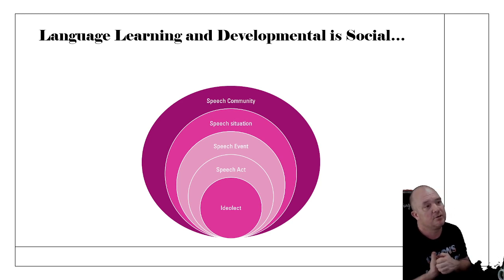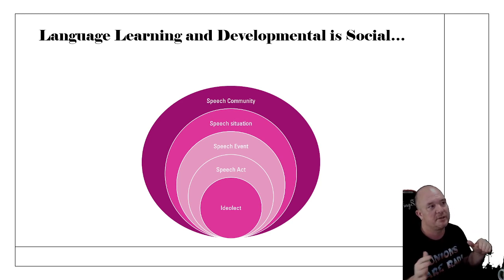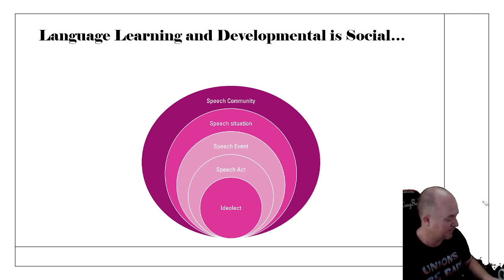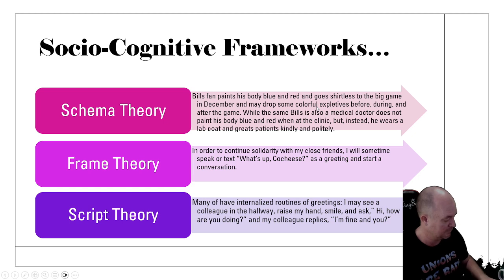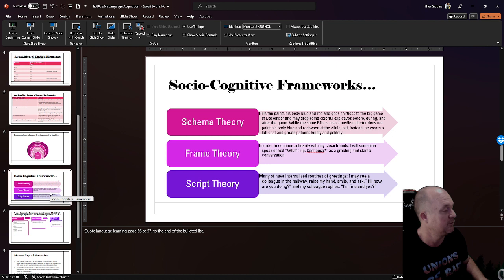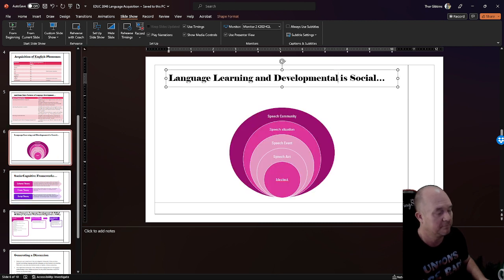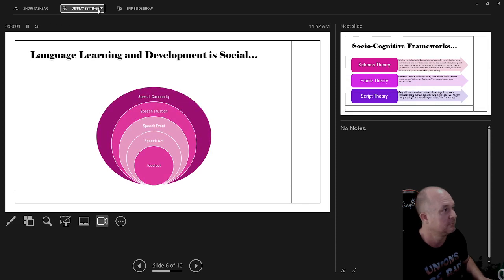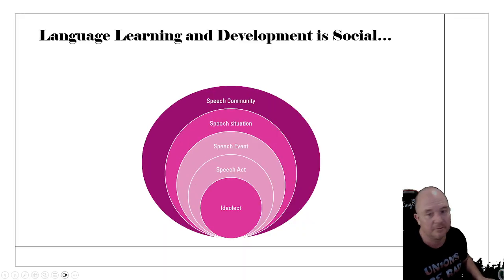Which moves us into the sociolinguistics framing. Language learning and development is social. I'm going to fix this. Let me just fix this. So, language. Nope. There we go. Fix my little error.